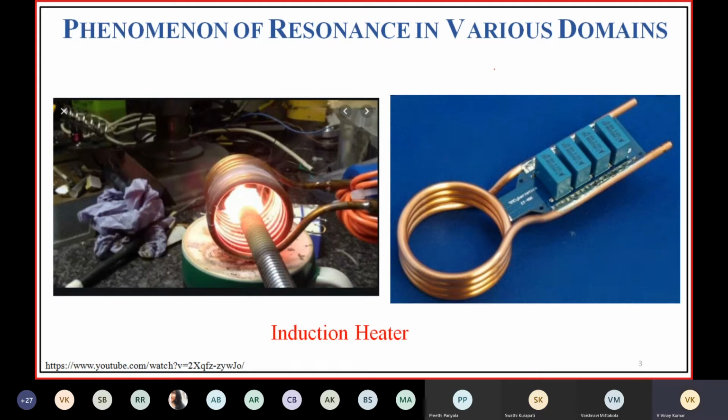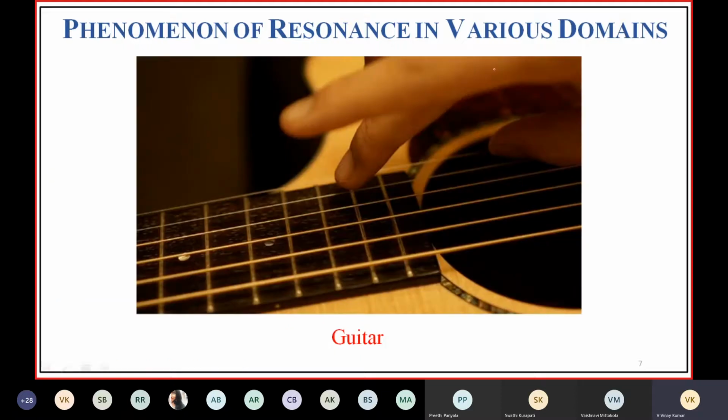Here you can see induction heating. Induction heater works on resonance. Induction heating is heating conductive metals with no physical contact by using high frequency electricity. Here we use high frequency electricity in order to heat conductive metals. Here we use the concept of resonance.